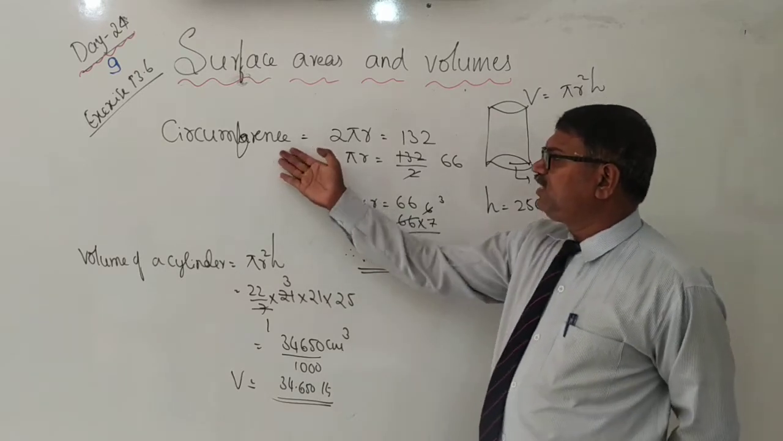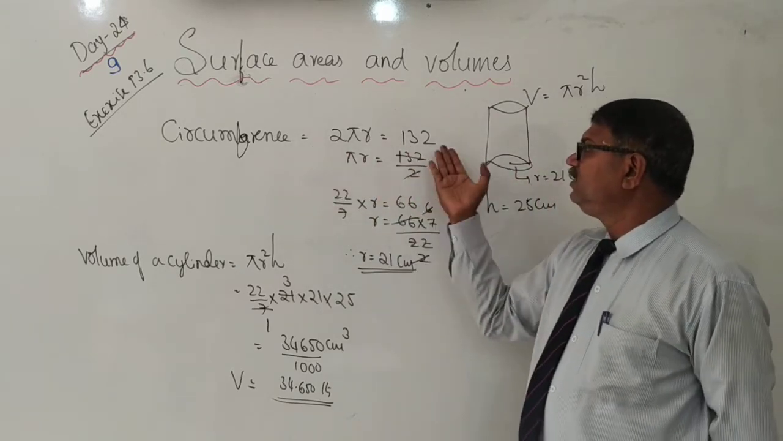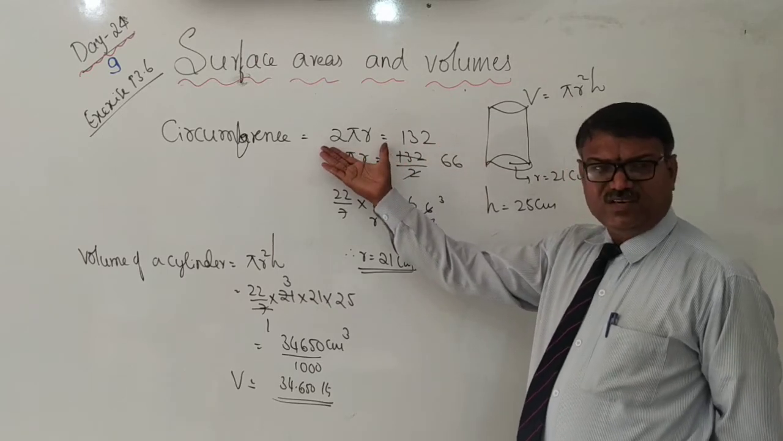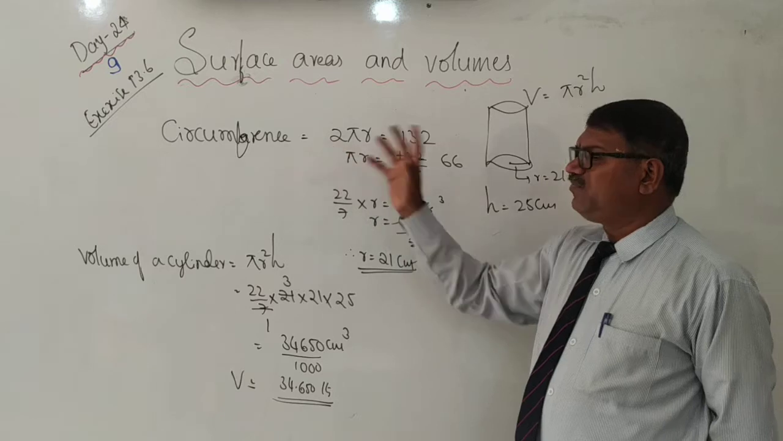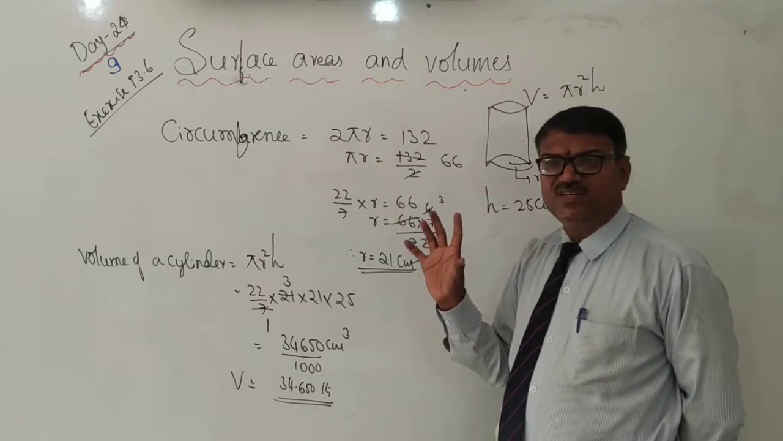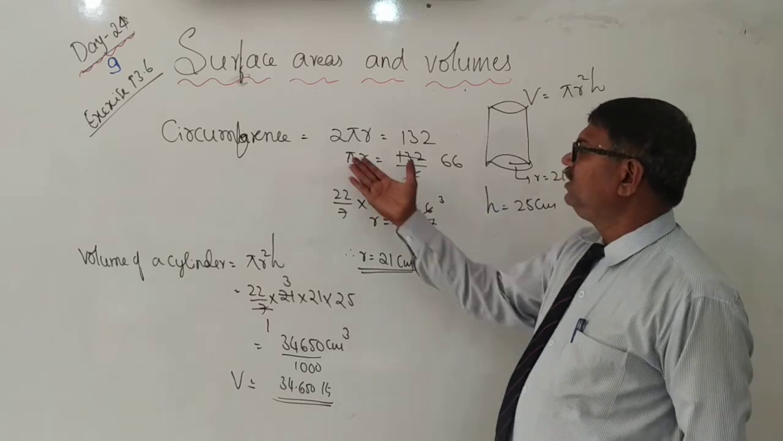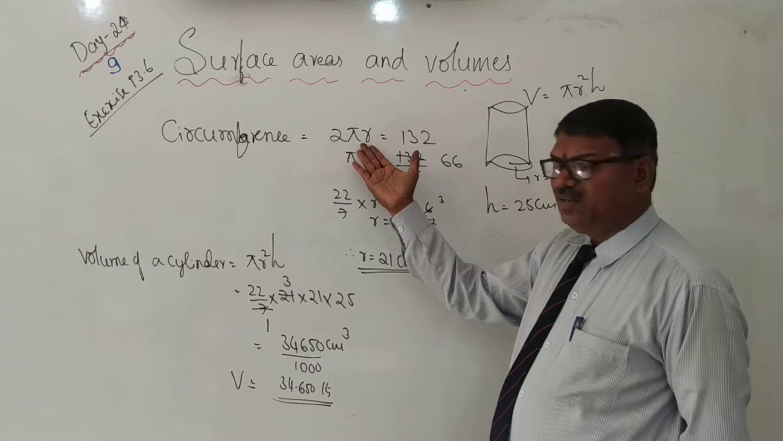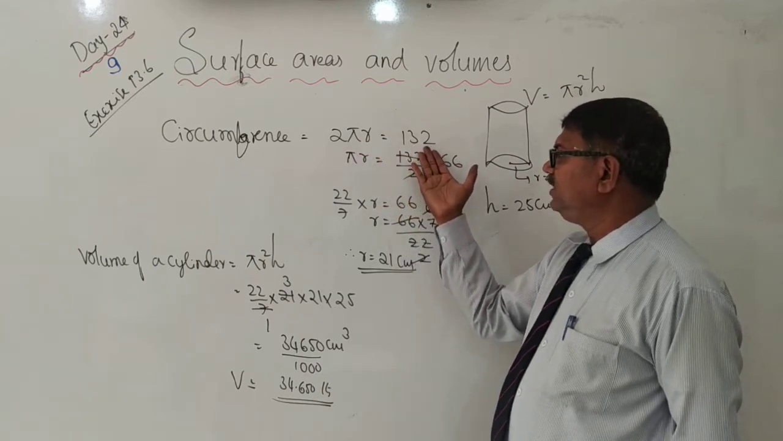The circumference of a cylinder is 132 centimeter. We know that the circumference of the base, which is in the form of a circle, is the circumference of a circle, which is 2 pi r. It is equal to 132.